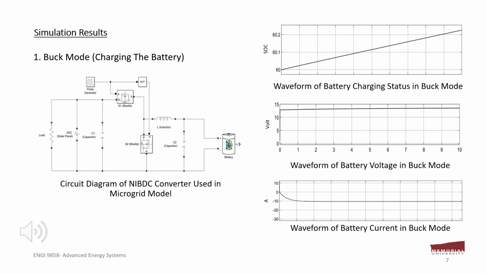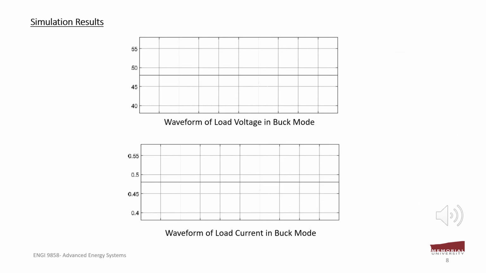In this operation, the DC source is powering the load and charging the electric vehicle battery simultaneously. During the charging of the battery, switch S1 is triggered and switch S2 is turned off. On the right side of this slide, waveforms of battery charge status, voltage, and current are shown. It can be seen that the upward slope of SOC and negative value of current indicate that the charge status of the battery is increasing. During this mode, load voltage and current waveforms also show that the load was getting power from the source.